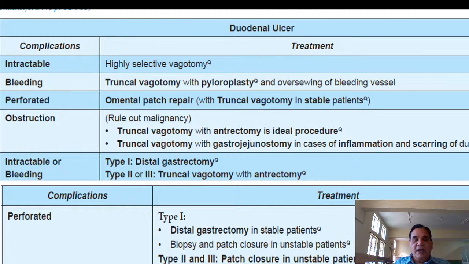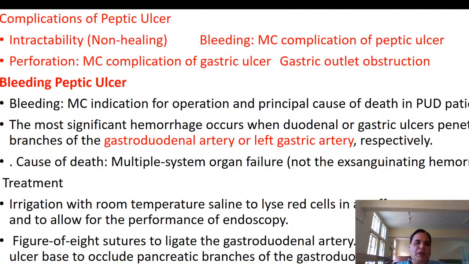For a perforation, it is type 1 distal gastrectomy, type 2 and 3 the patch closure in unstable patient. And that is actually the treatment of choice. Truncal vagotomy is not done these days. If there is obstruction, you have to think in terms of a bypass, either an enterectomy or gastrojejunostomy. Okay. So what are the complications? If you want to write down, very simple. Intractability because of non-healing, bleeding most common complication, perforation most common complication, and four is GOO.